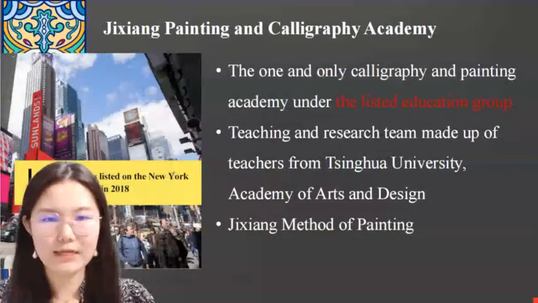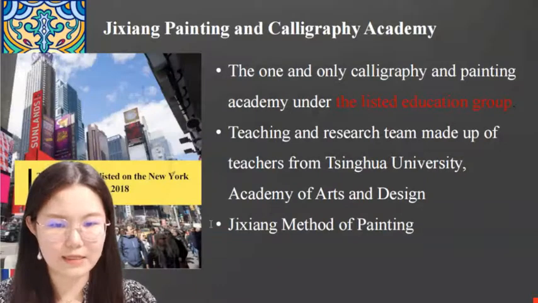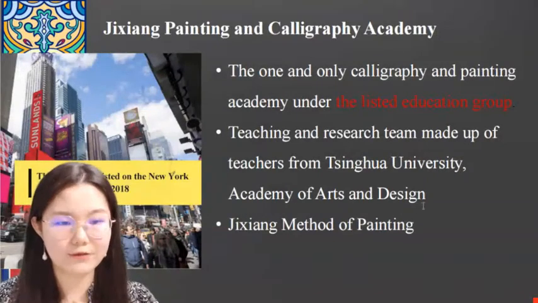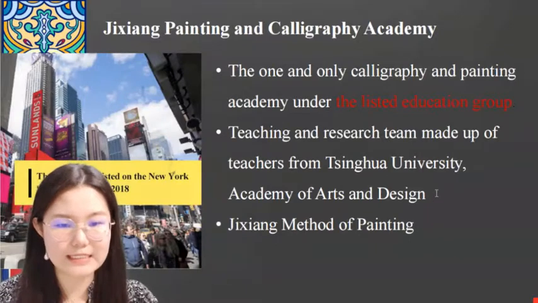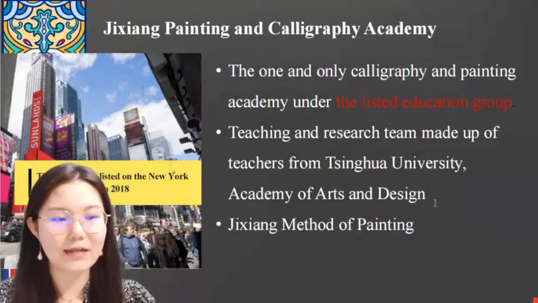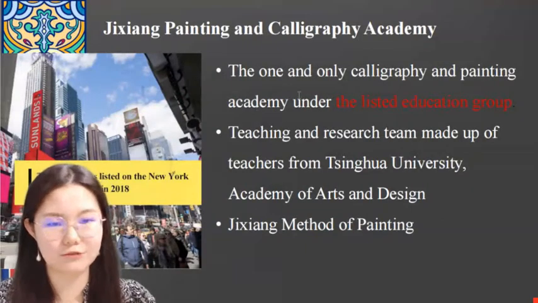And next, you're going to see this. First of all, our company is the one and only calligraphy and painting academy under the listed education group. What does this title mean? It means that our company has a strong system of teaching and professional teachers.